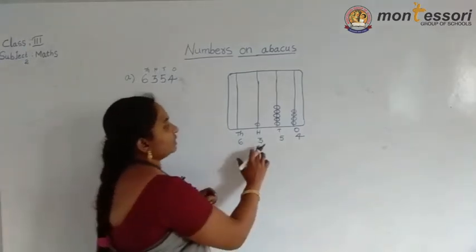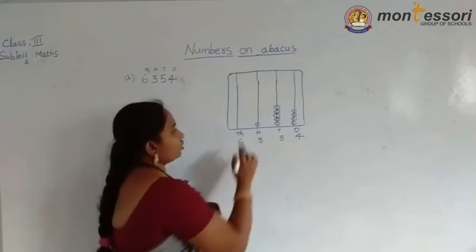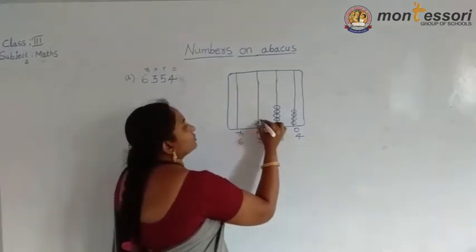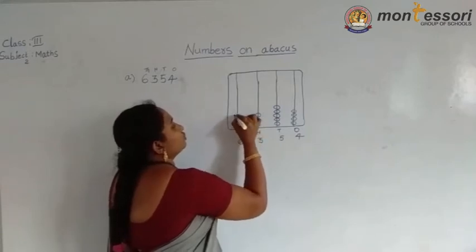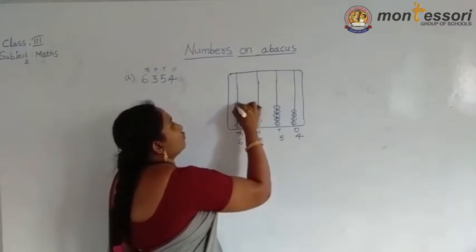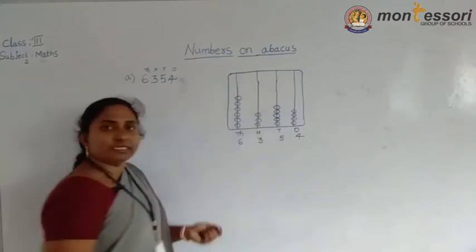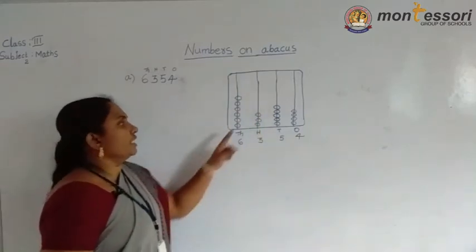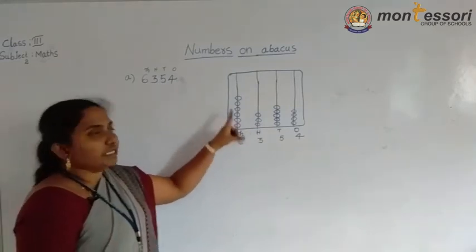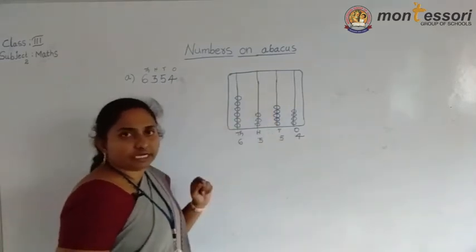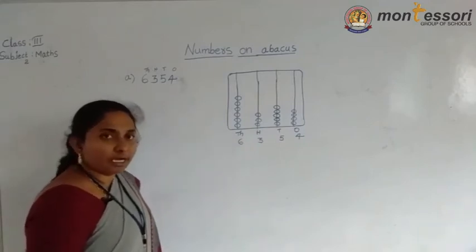So now here, how many are there? 3. I can draw 1, 2, 3. Here 6. 1, 2, 3, 4, 5, 6. Very easy. So now we can draw this figure, and whatever number is given, that many circles you can draw here. Understood? This is called an abacus.